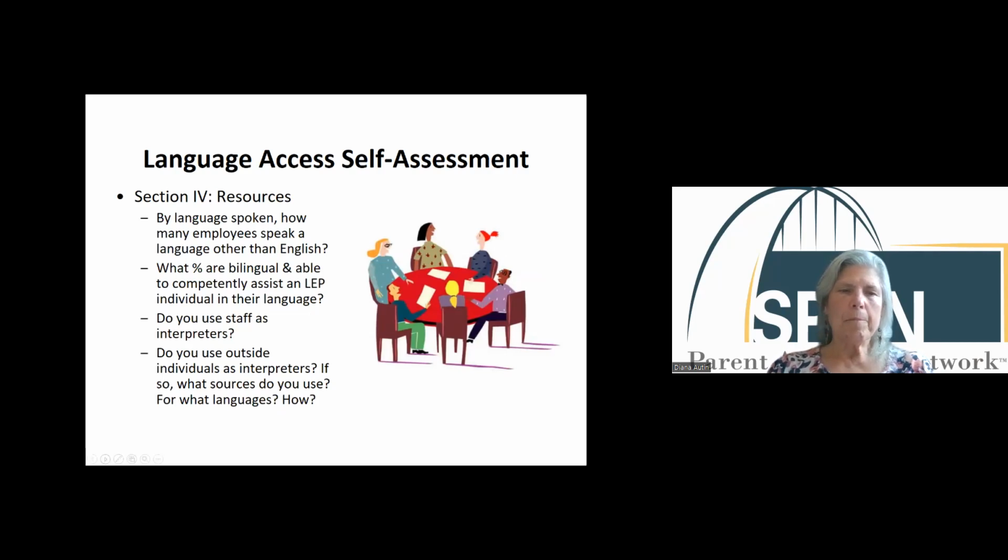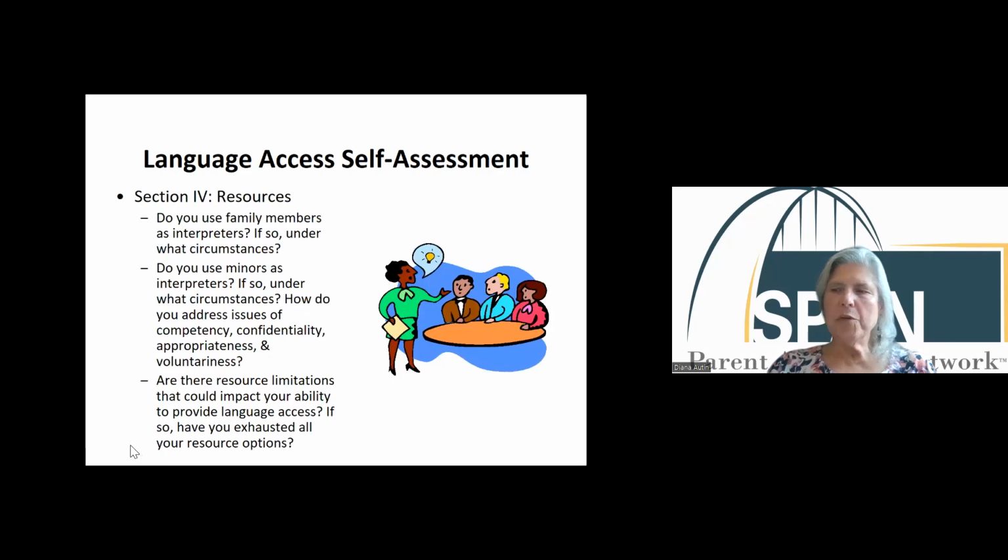Also under resources, do you use family members as interpreters? If so, under what circumstances? And the answer to this question should generally be no, because family members are usually not trained interpreters. And also, if you use family members as interpreters, you might be sharing sensitive information with someone. Do you use minors as interpreters? The answer to that should always be no, because you can't really adequately address competency, confidentiality, appropriateness, and voluntariness.